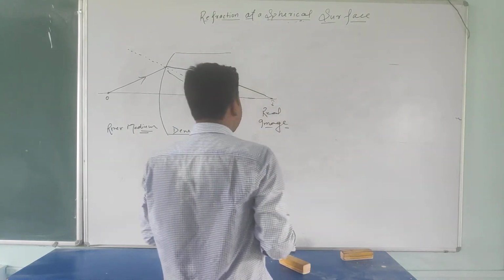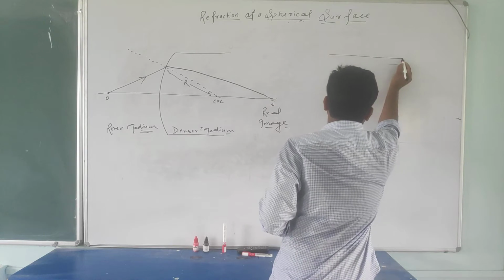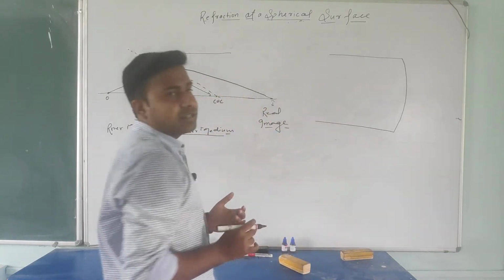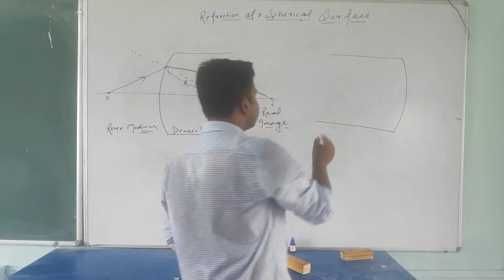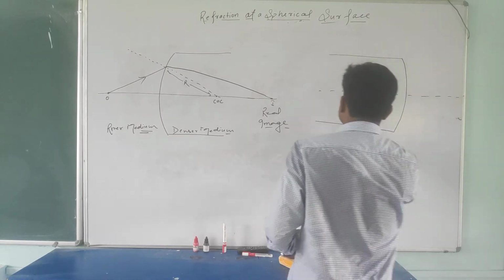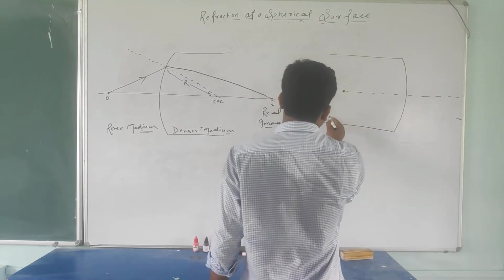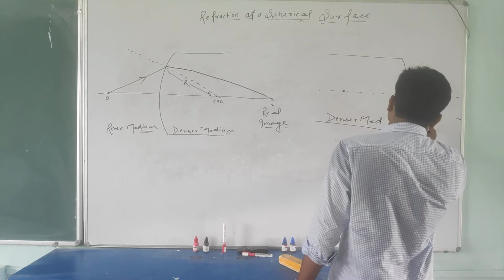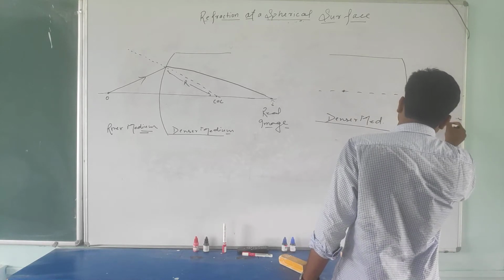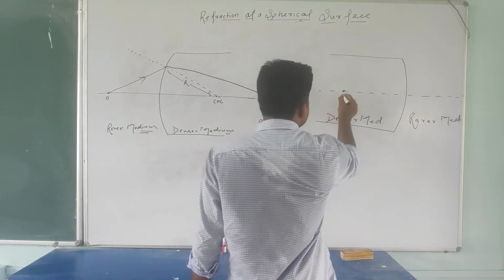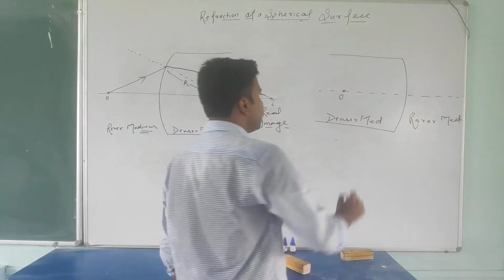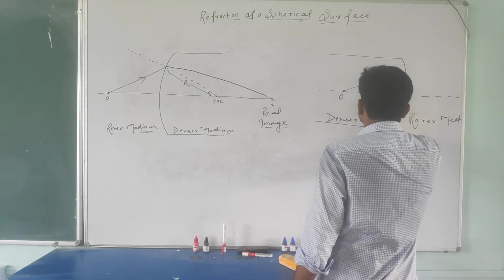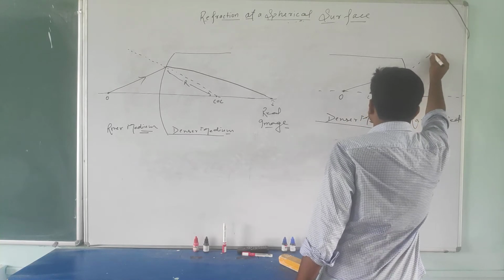Now students, I am taking another case. First I am going to take all the cases where a real image will form. Look at this, this one is the principal axis and right now our object is in the denser medium, and this one is the rare medium. Now if our object is at this point, a ray comes and falls at this point. Here I am assuming it's the center of curvature, so this one is the normal.